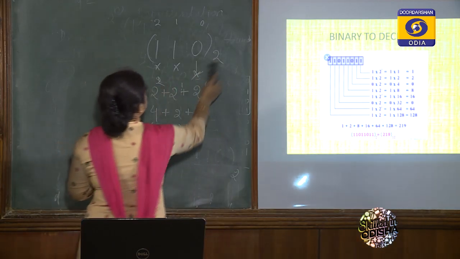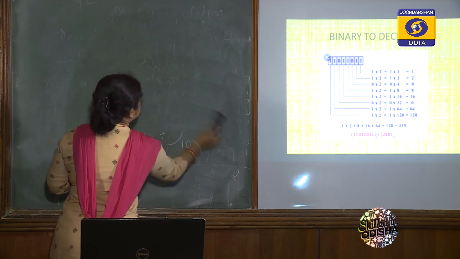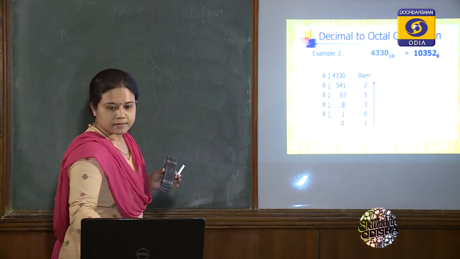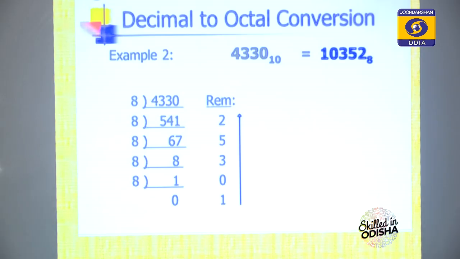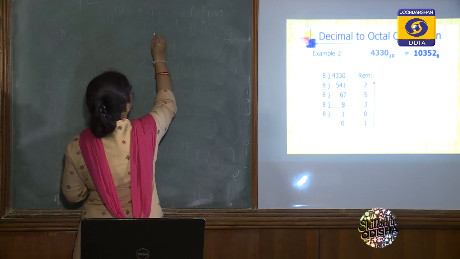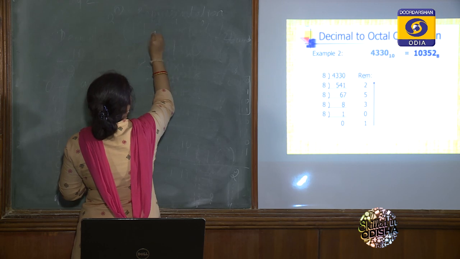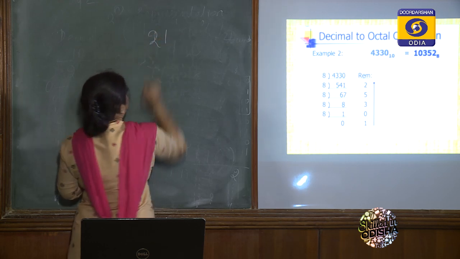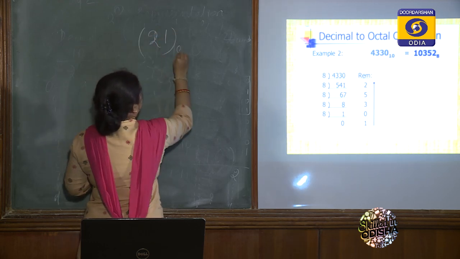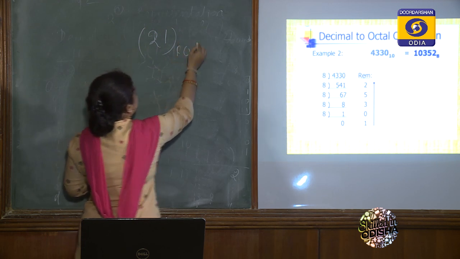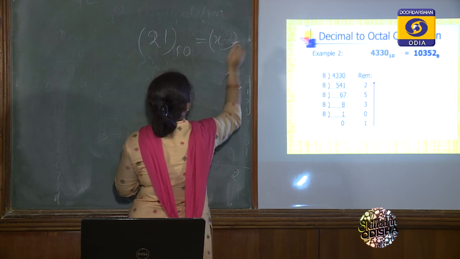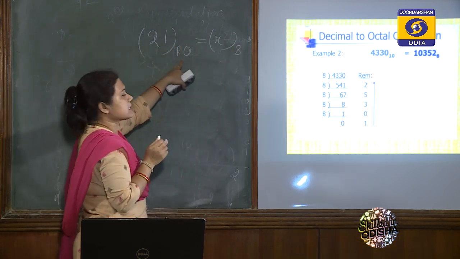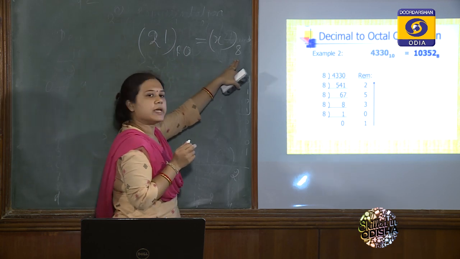So next is decimal to octal conversion. Decimal means, suppose here I will take 21. This is the decimal representation and I have to find out what is the octal representation of this 21. Decimal means base is 10, octal means base is 8.